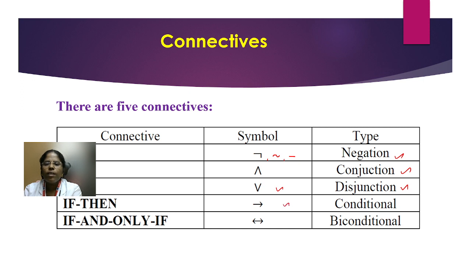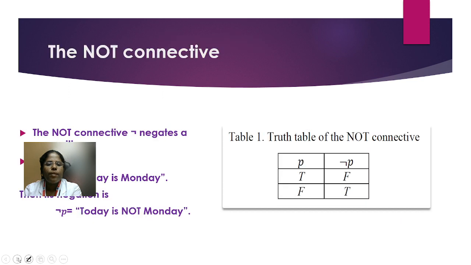For if then, we need to use the conditional, that is the implies symbol, and for if and only if, we need to use the biconditional, the arrow on both sides. We need to keep this in mind. Don't get confused between the and and or symbols. Any one we need to keep in mind, and then the opposite to that we can use. Okay, so we will see the connectives one by one.